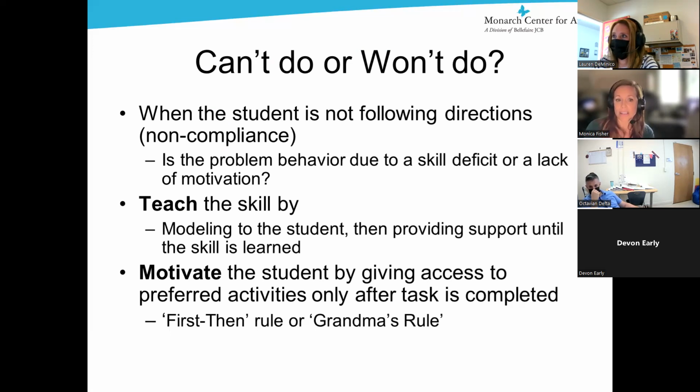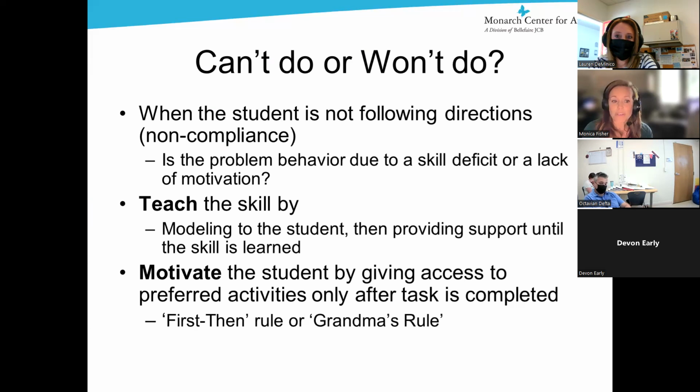We want to determine, if they don't know the skill, then we need to teach it. So we need to model it. We need to prompt them. We need to provide that support using errorless teaching or whatever it is until that skill is learned. They're not behaving in the way that you want them to because they actually don't know how. And we need to think about those things. Do they understand and know how to perform the skill or the behavior?